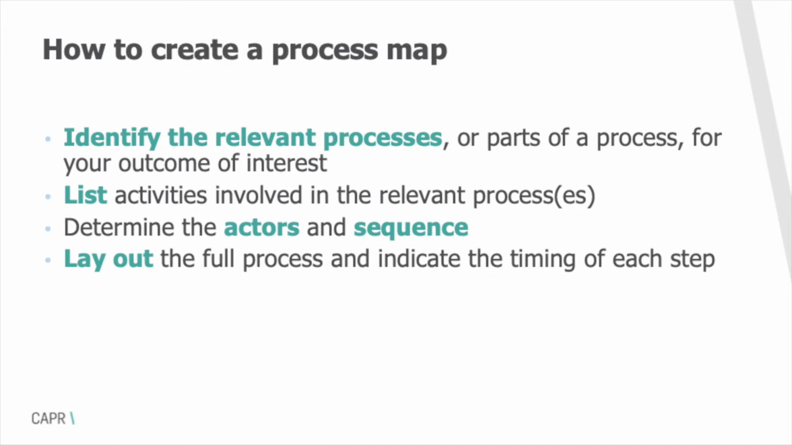To create a process map, begin by identifying the steps in your enrollment process that are related to placement. Then list the activities involved in these relevant steps. Add in information about the actors and arrange the activities in order of their sequence. Complete a first draft by laying out the full process in a way that organizes everything according to the timing of each step. Remember to take an iterative approach to process mapping. Plan to revisit and revise your process map throughout your implementation.